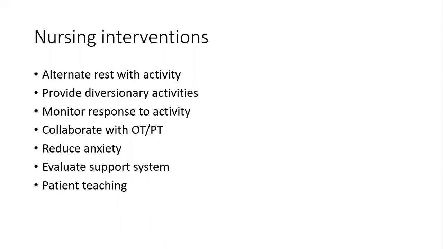Also pacing activity is important with people in this condition. Providing diversional activities can be really helpful because a person typically who is in failure isn't really able to be very active, so that is an important piece of quality of life. You want to monitor the response to activity and therapy. Collaborate with the OT and PT, reduce anxiety, evaluate the support system, and teach patients about daily weights and their diet and things like that.